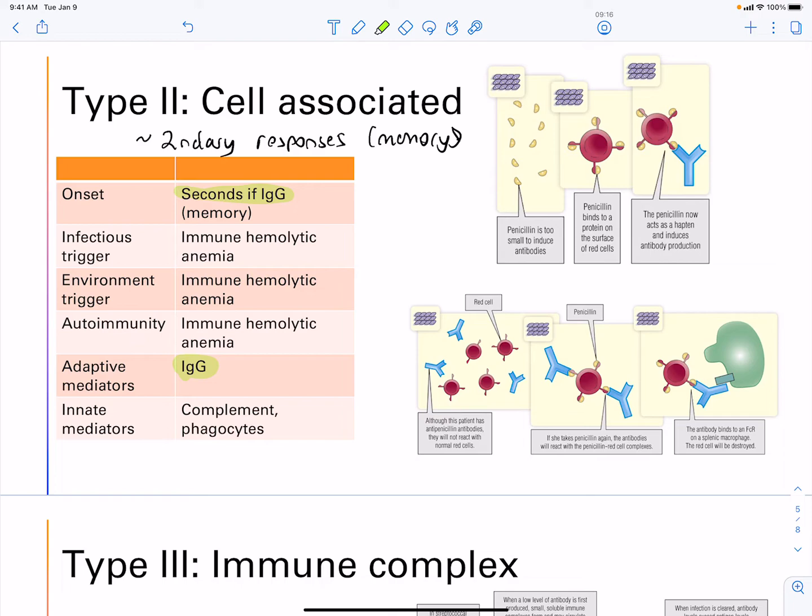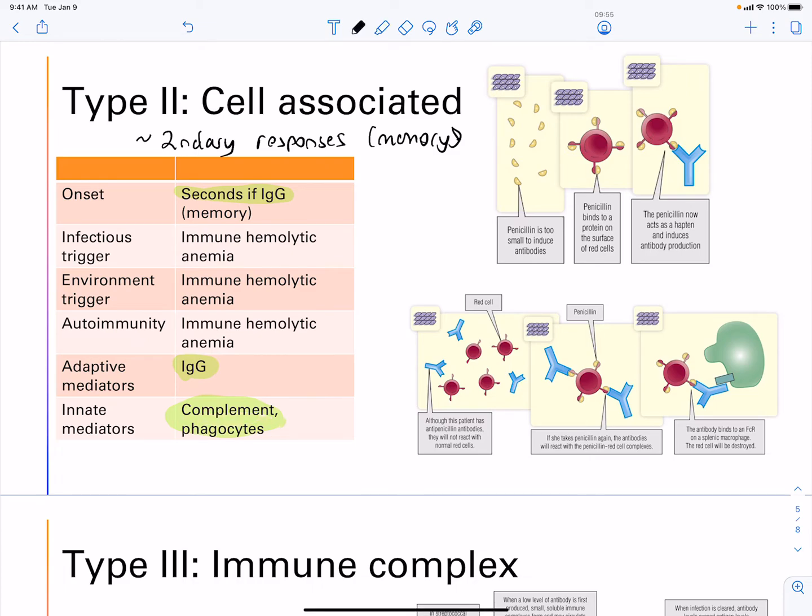And so this is going to lead to some diseases that are going to target specifically our red blood cells. So we can have things called immune hemolytic anemia, and they can have a trigger that is either infectious or environmental. It can also have an autoimmune component. And again, they all have sort of the same target. In this case, they're all going to be targeting the red blood cells. The mediators are going to be complement and phagocytosis.